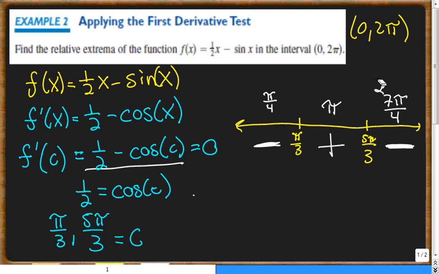So we do have 2 points, one at pi over 3 and one at 5 pi over 3. The big thing you want to do with these is find what the actual coordinate is. So pi over 3 is the x. If we plug pi over 3 in, you should get 1/2 times pi over 3, which would give us pi over 6. And the sine of pi over 3 is going to be negative square root of 3 over 2.